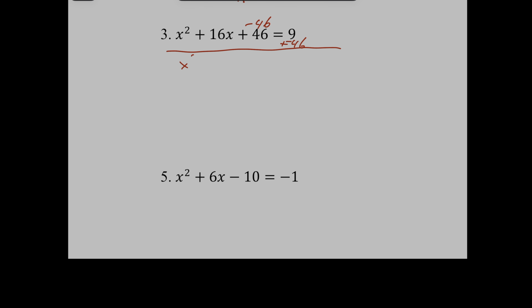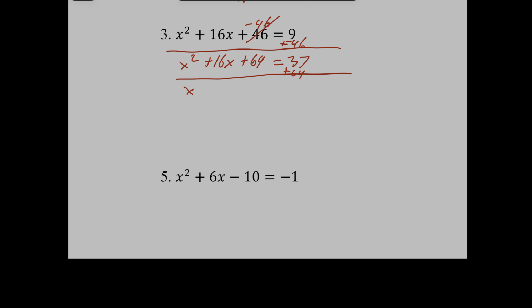Boom. And I'm going to get x squared plus 16x equals 37. Okay. What's half of 16? 8. What is 8 squared? 64. So I'm going to add 64 to both sides.